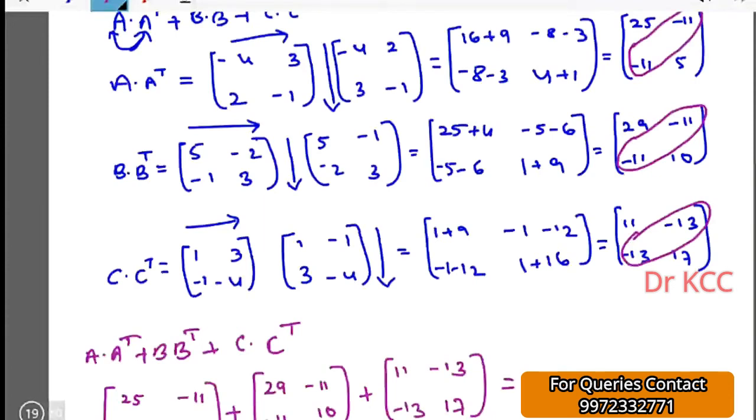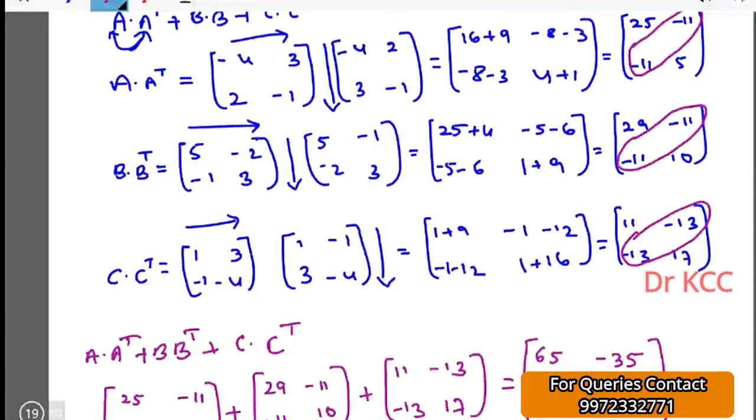25 plus 29 plus 11. So 29 plus 11 is 40, I think 65. Correct? Then minus 11 minus 11 minus 13, minus 22, minus 35 if I am not wrong. Then again minus 11 minus 11 minus 13, again minus 35. Then 5 plus 10 plus 17 is 32. That is A into A transpose plus B into B transpose plus C into C transpose.